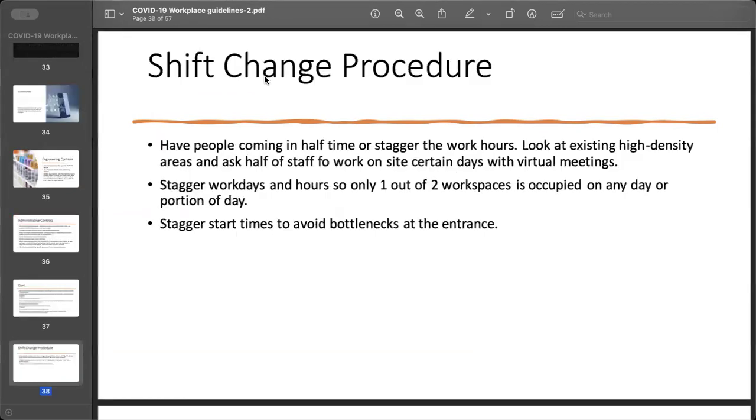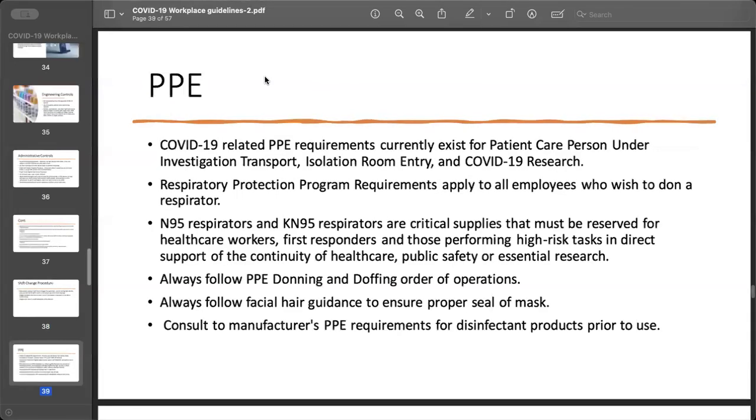Shift change procedure: have people coming in half time or stagger the work, or look at existing high-density areas and ask half of staff to work on site certain days with virtual meetings, work days in two groups, so only one out of two workspaces is occupied on any day or a portion of a day. Stagger start times to avoid bottlenecks at the entrance.